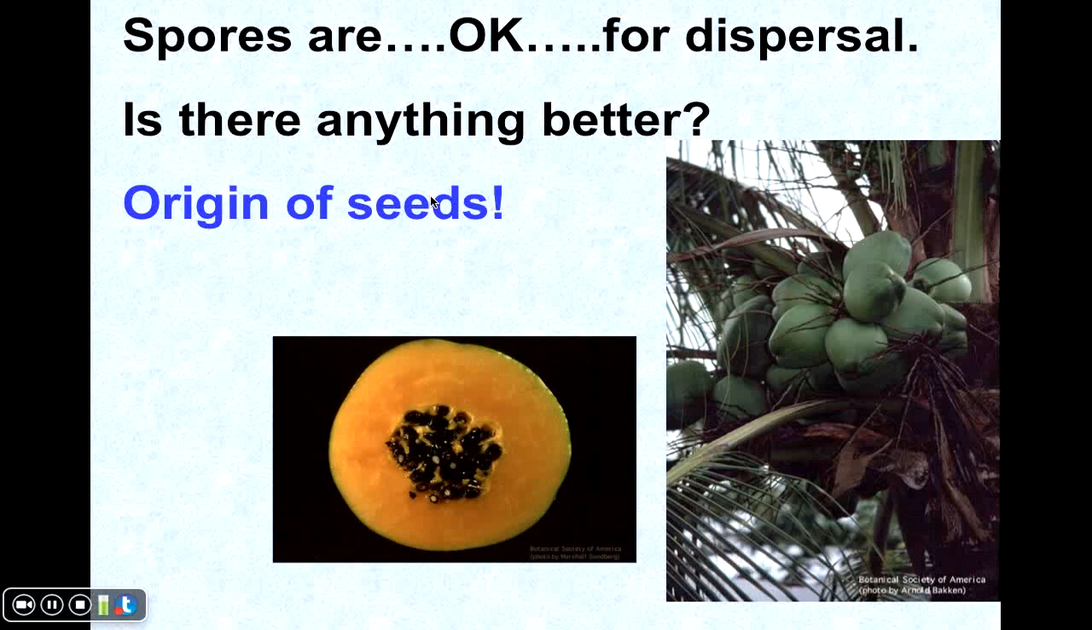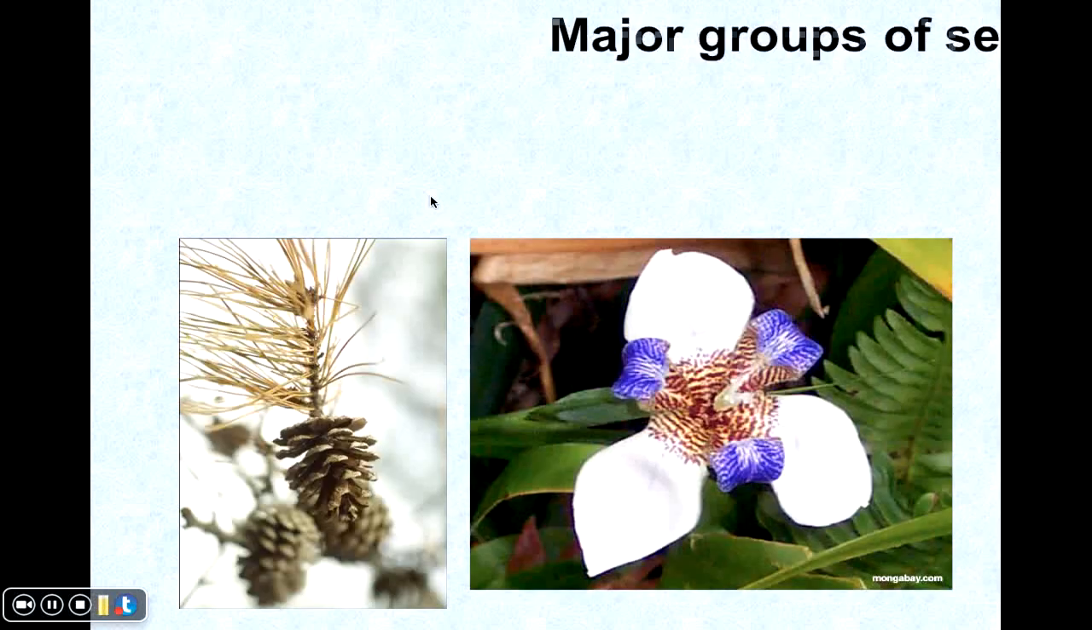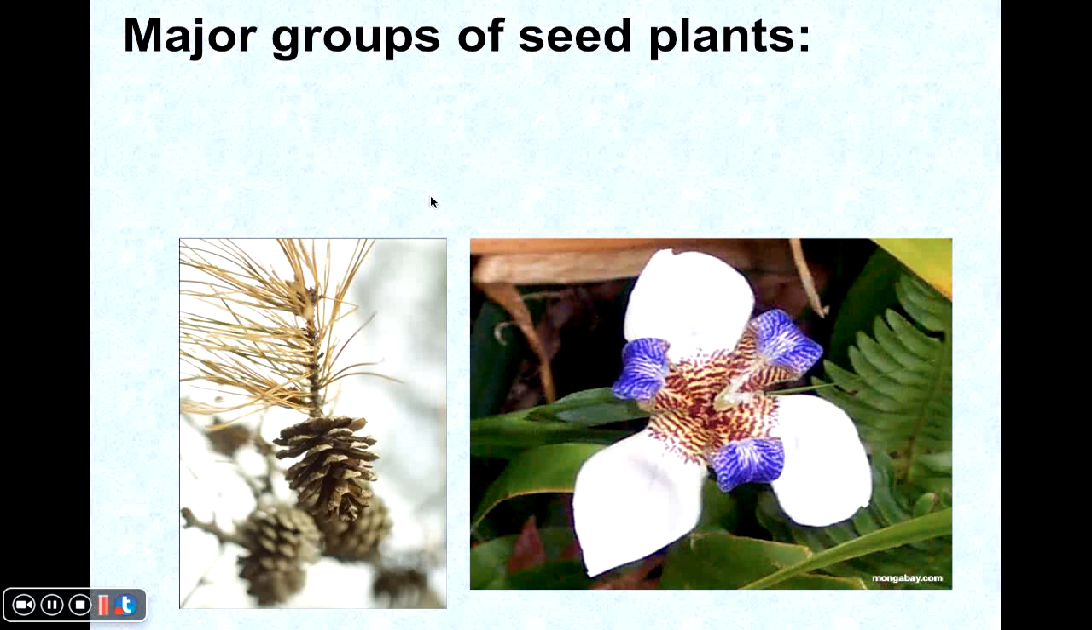Well, it turns out that seeds are another major innovation in the evolutionary history of land plants. So let's just talk briefly about seed plants. And seeds, of course, essentially are these structures that can be dispersed by animals and wind and so forth. These are structures that contain an embryo. So, of course, when a seed is planted, the embryo starts to grow and it grows into a new plant. So seed plants, of course, are a pretty major group of land plants.